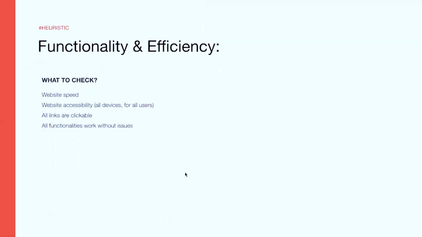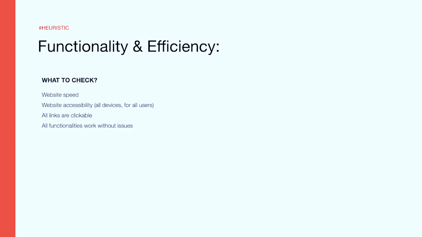So moving to functionality and efficiency, this is a group where we check whether the website is working, which is usually very important. That is like a foundation of how to optimize your website. So you need to check your website speed, because if the website is very slow, that's going to be bad. People will be leaving. The website should be accessible on all devices and all browsers. A link should be clickable. Clickable elements should be clear, and basically all the functionalities you have on your website should work very well.